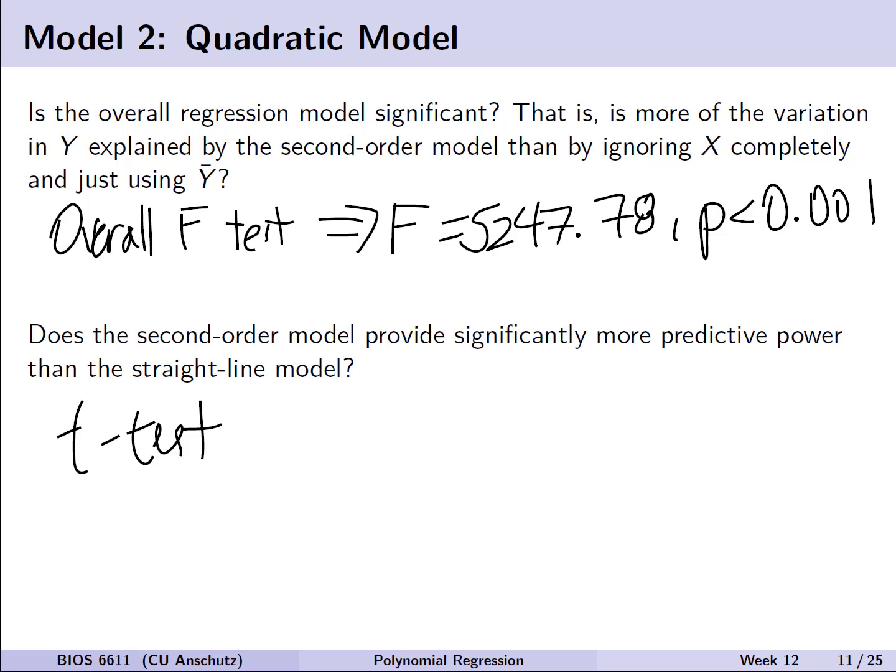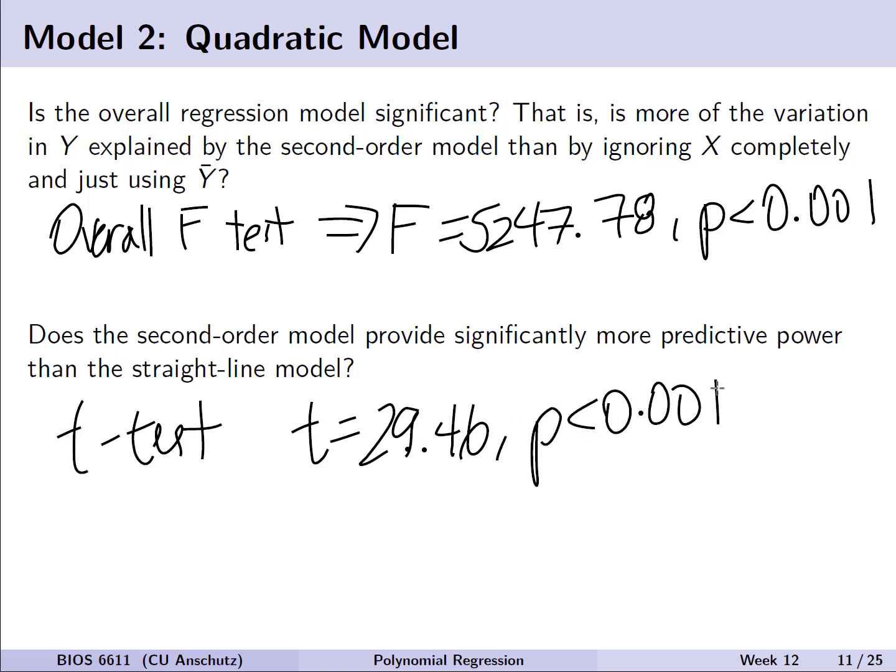What we see here, if we were to look back on this previous table, is that the t statistic was 29.46 for our dose squared term, and it had also a p-value less than 0.001, so a very small p-value. In this case, we would say yes. In fact, we reject the null hypothesis that beta 2 is equal to 0, and it does seem like the second order model, that addition of the quadratic term, is significantly more predictive than just the straight line model alone.